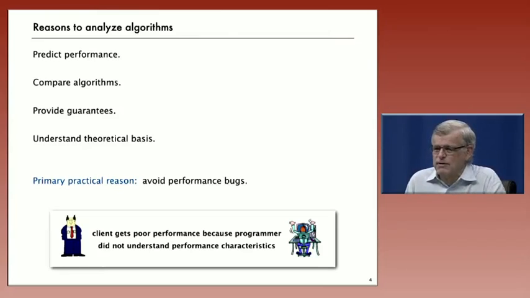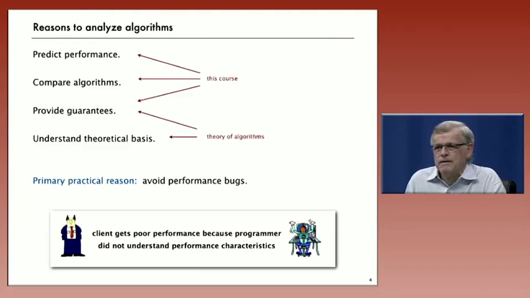And it's very, very frequent to see in today's computational infrastructure a situation where the client gets bad performance because the programmer did not understand the performance characteristics of the algorithm. And today's lecture is about trying to avoid that. Now, we're going to focus on performance and comparing algorithms in this course. There's later courses in typical computer science curricula that have more information about the theoretical basis of algorithms, and I'll mention a little bit about that later on. But our focus is on being able to predict performance and comparing algorithms.